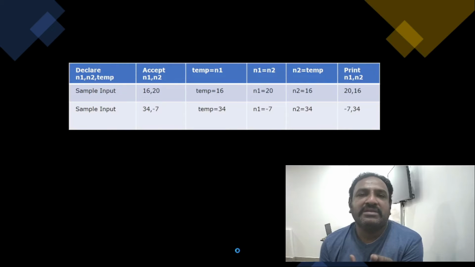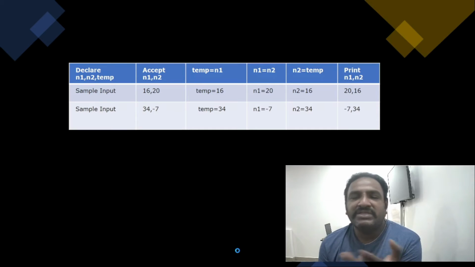Now here I'm taking sample inputs. This logic works for any type of values, positive or negative. In the first sample input, the numbers are 16 and 20. Because of the first statement, the temporary value becomes 16. Because of the second statement, the N1 value becomes 20. N2's expected value is 16, which is available in temporary, so the statement is N2 equal to temp. And finally, we display N1 and then N2.